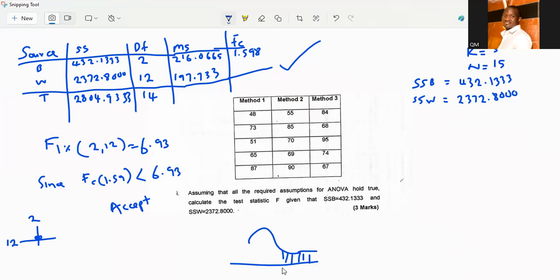So our test statistic from the table is 6.93. Any answer we find in the shaded region here is called the rejection region. In our case, our answer is too small to reject. It's somewhere here, 1.5. So this simply means that there's no difference between the methods. The methods have no significant effect. This is how we answer that ANOVA question. Is that clear?